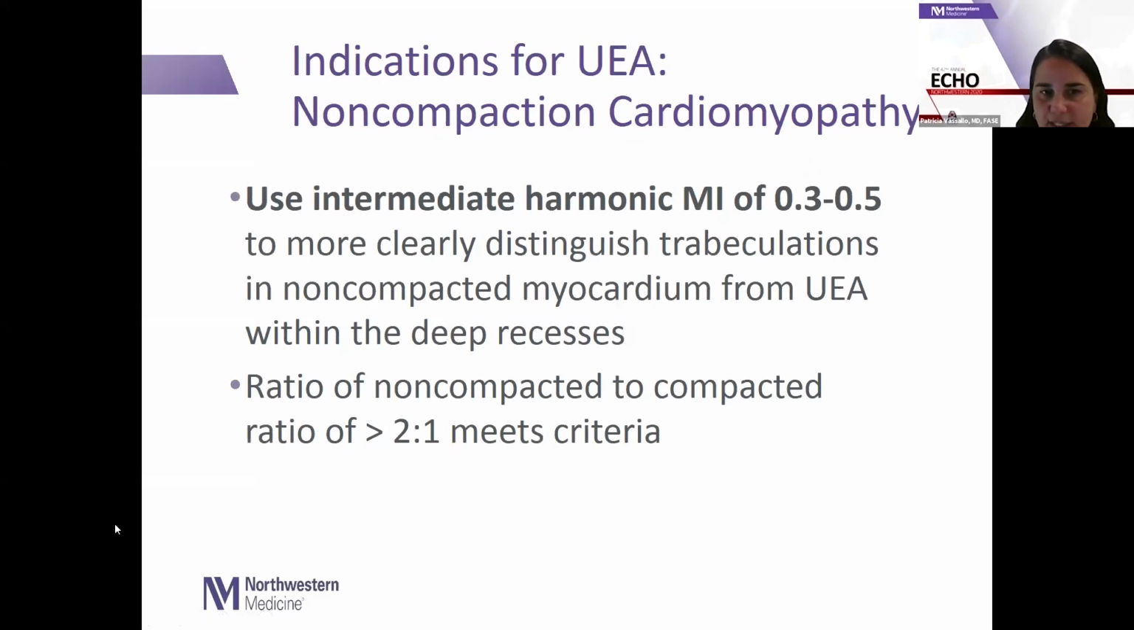Indications for echo-enhancing agents in non-compaction cardiomyopathy: it is important to remember that you should use intermediate harmonics with an MI of 0.3 to 0.5, which will more clearly distinguish the trabeculations. A ratio of non-compacted to compacted myocardium of greater than 2:1 meets criteria. This patient went on to cardiac MR and had a diagnosis of LV non-compaction.